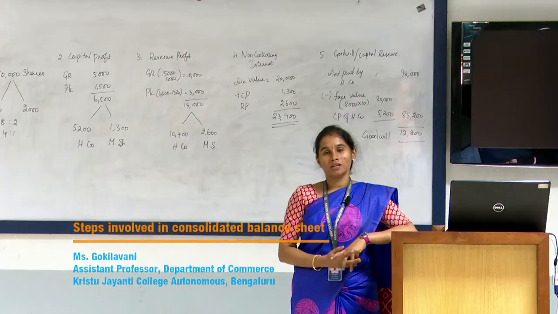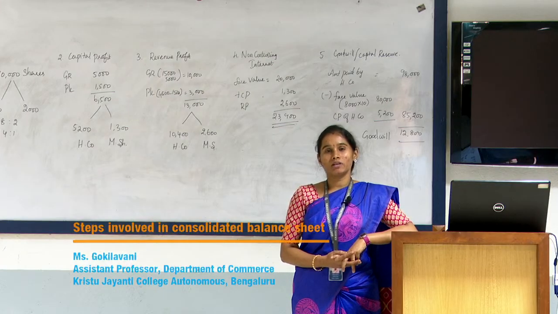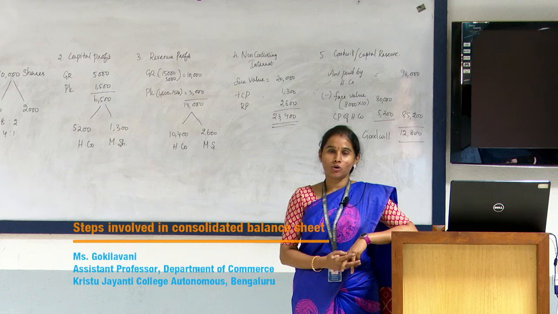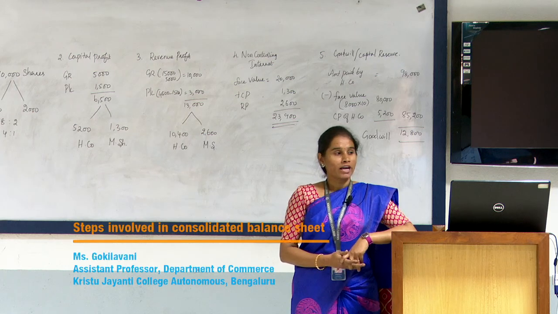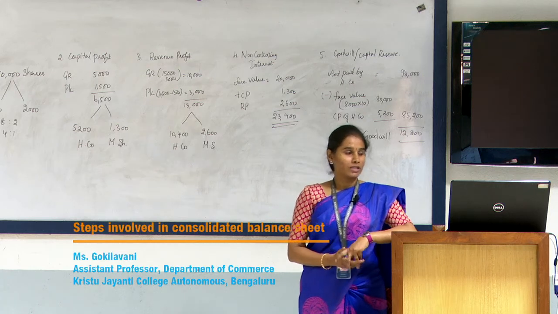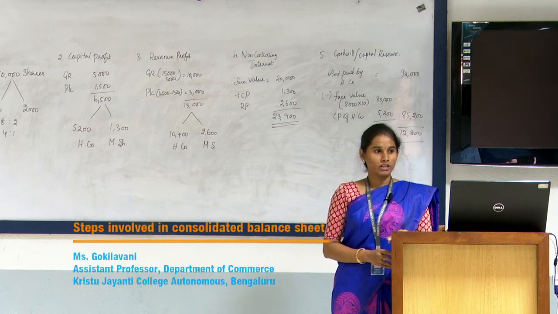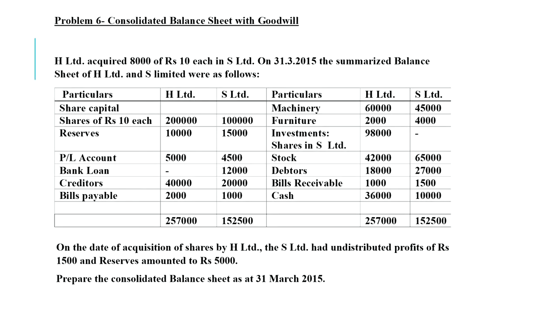We are going to learn what the steps involved are while preparing a consolidated balance sheet of a holding company. So, here we have a question. H Limited acquired 8,000 shares of rupees 10 each in S Limited. On 31st March 2015, the summarized balance sheet of H Limited and S Limited is as follows.